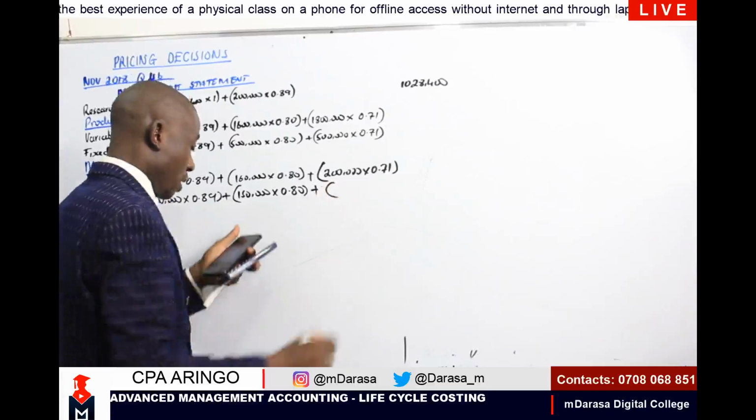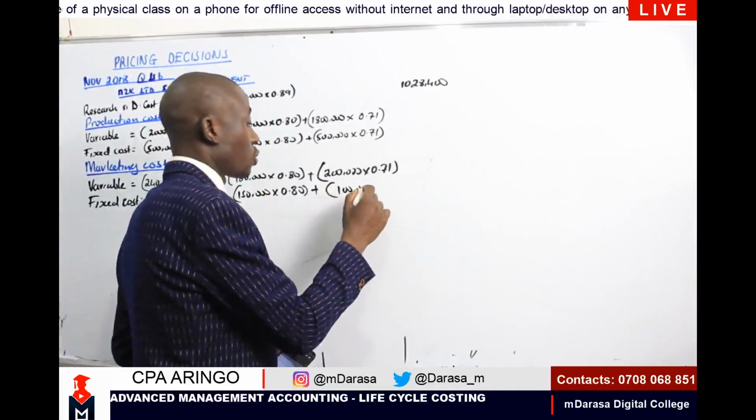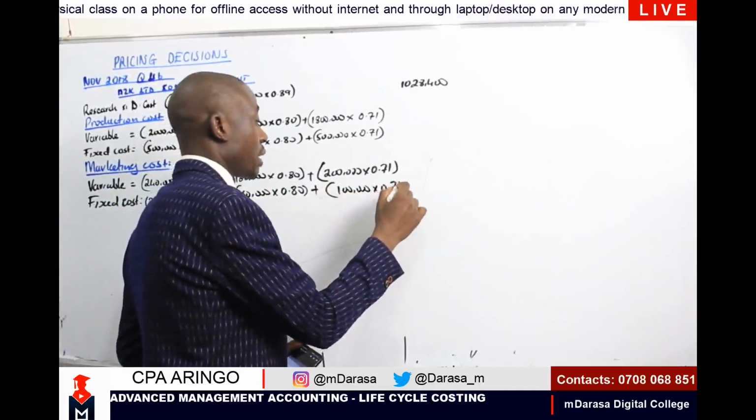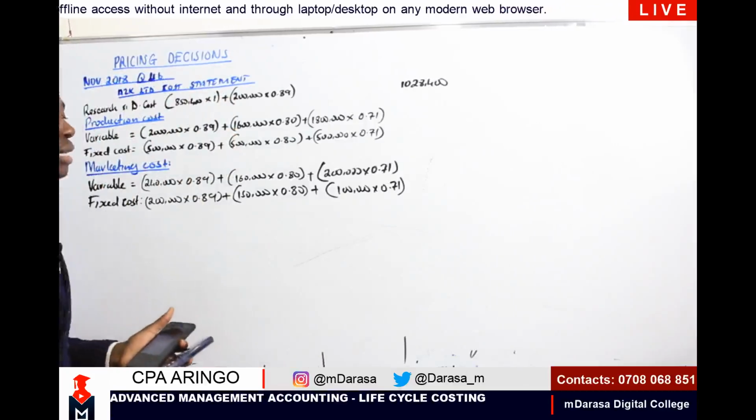Year 3, I was given 100,000, multiplied by 0.71. That's why I mentioned you should have taken a screenshot of the question. Then in that case, I'm done with marketing cost.